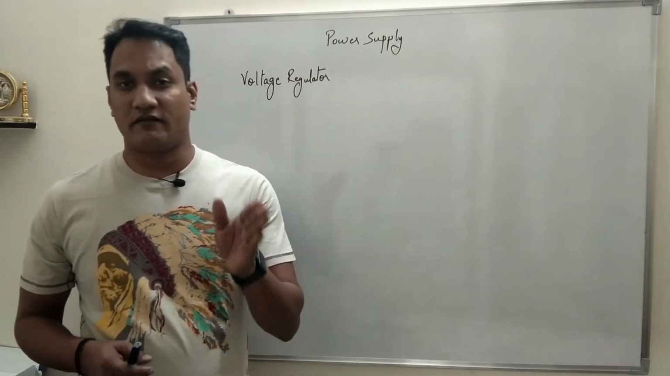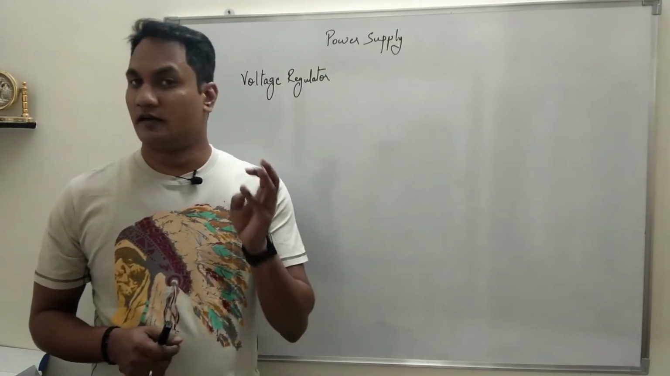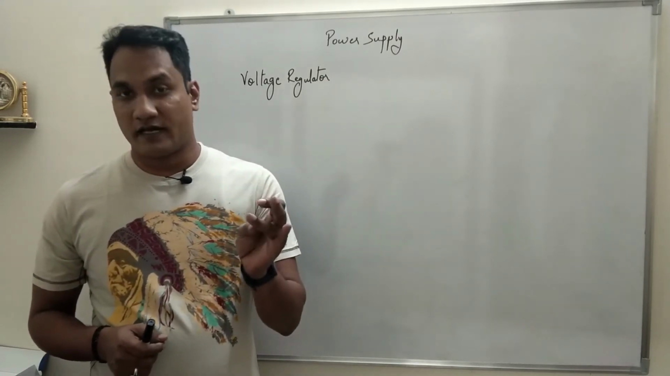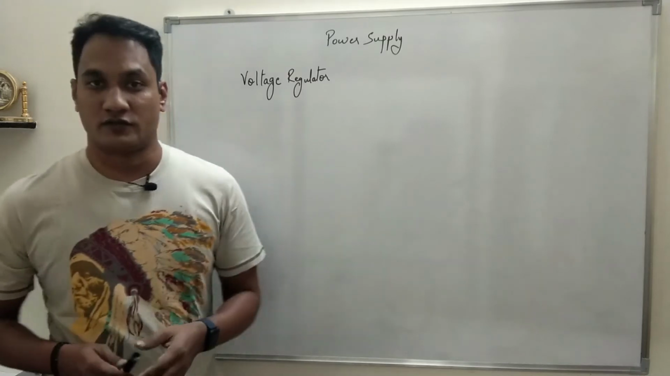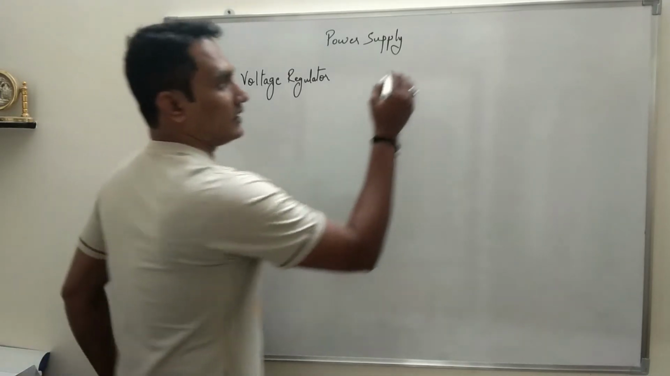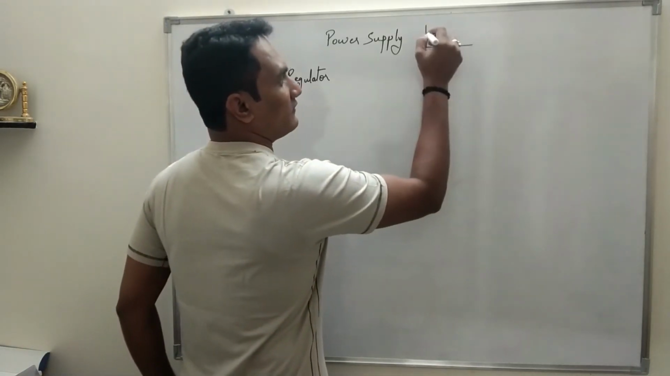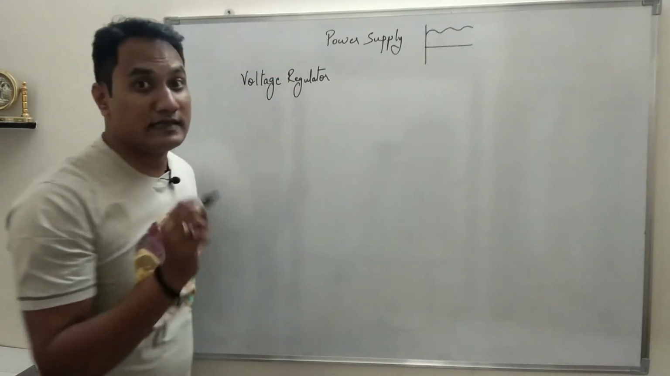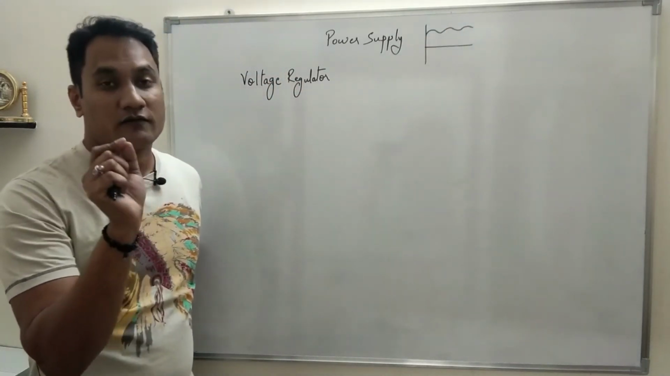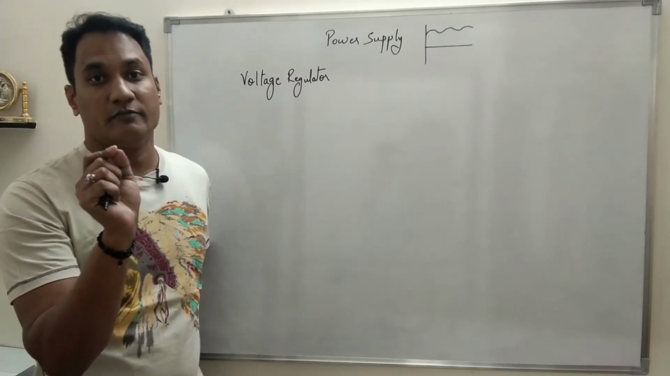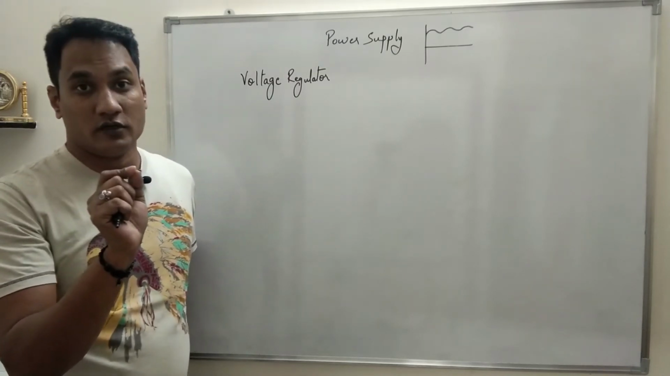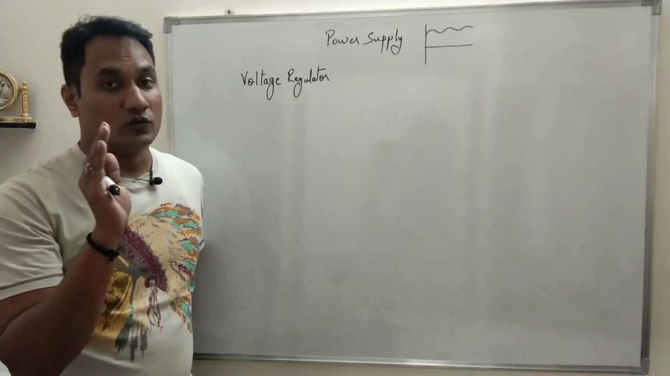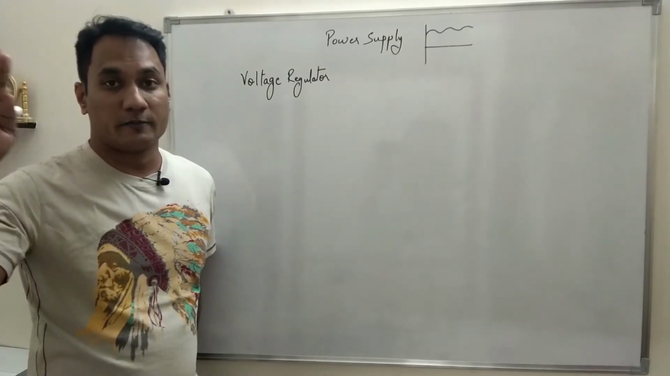Hello students, in the last part of your chapter power supply, we will try to understand the voltage regulator. Until now we have done 3 blocks: transformer, rectifier and filters, of course, right? So how is the output of the filter? The filter's output is almost a straight line, but still there will be small fluctuations available at the output. What you want at the output is a pure DC.